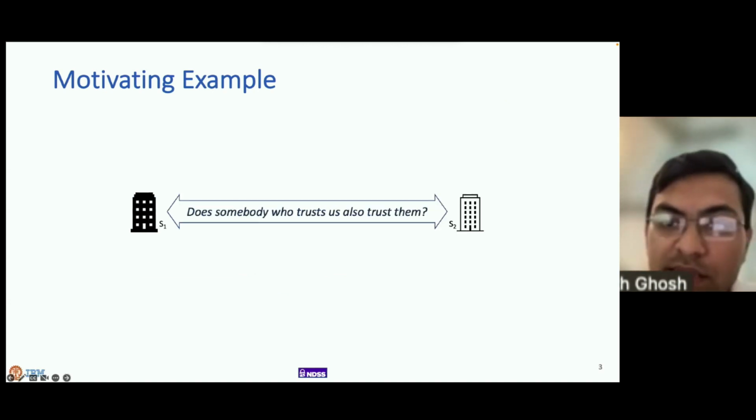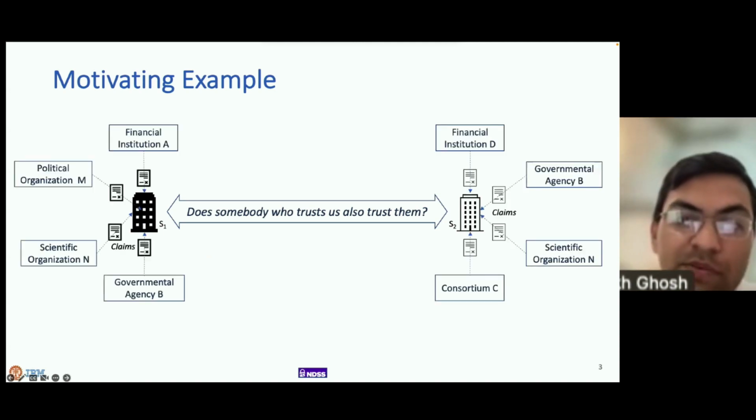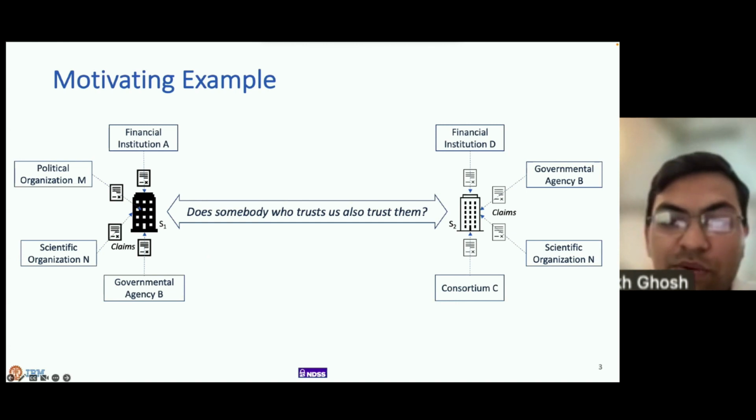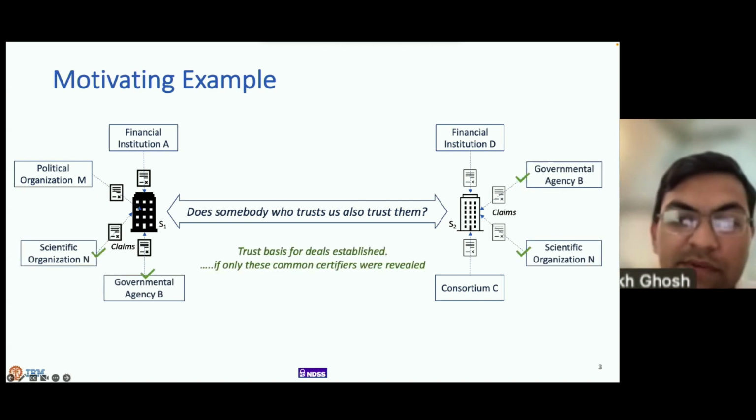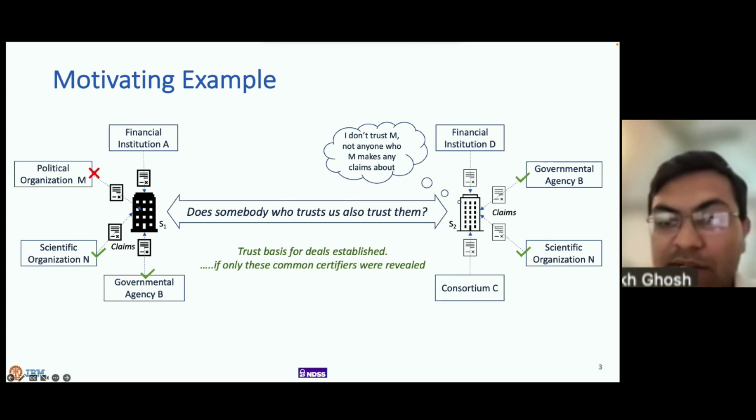Now, while determining these common trusted associations, it is fine if only the common ones are revealed. So we call these trusted associations certifiers. So for example, here, a government agency B or a scientific organization N are common certifiers. But there can be other organizations also, such as the political organization M, which is not a common certifier.